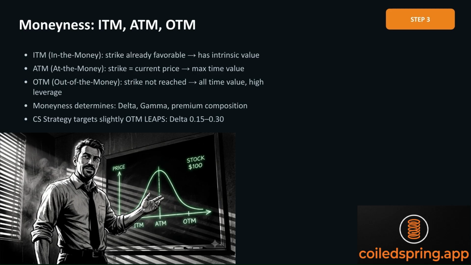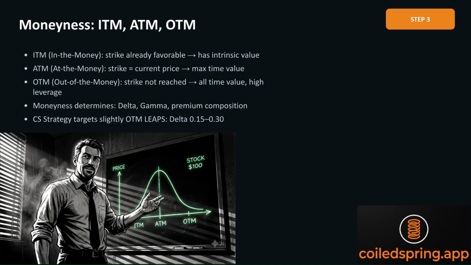OTM, out of the money. A call option is out of the money when the stock price is below the strike price. The strike hasn't been reached yet. If you exercised right now, it would be worthless. Intrinsic value is 0. All the premium you pay is pure time value. You're buying the possibility of a future move. OTM options are cheaper, which means they offer higher leverage. A small premium can produce a large percentage return if the stock moves enough. But they also need the stock to travel a meaningful distance before they start generating real value.